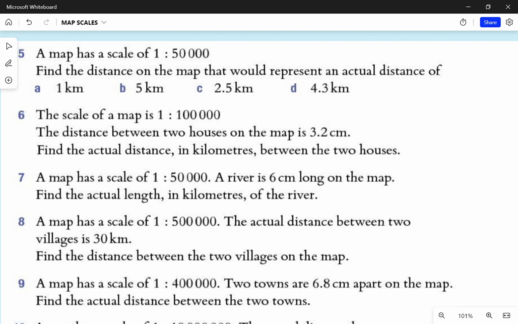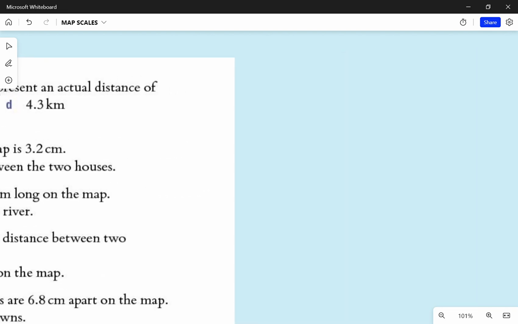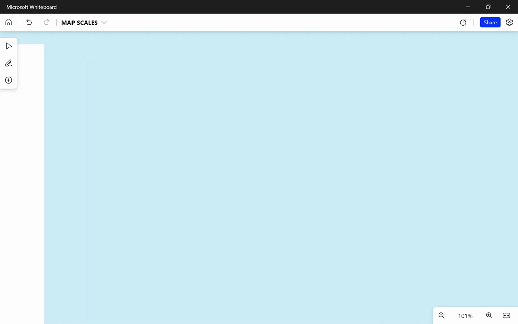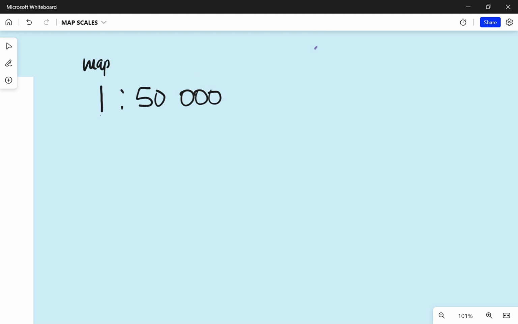All right, so a map has a scale of 1 to 50,000. What is the meaning of that? Before we answer that question, when we say 1 to 50,000, what this simply means is that 1 centimeter, this is going to be map, to actual, or real life.